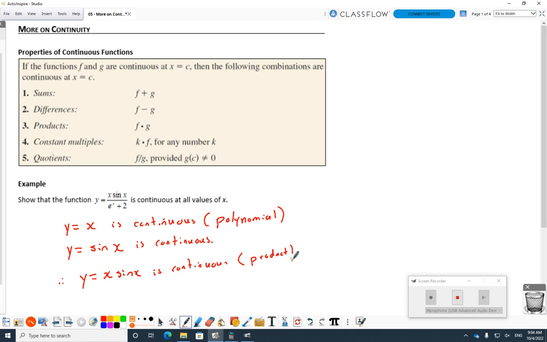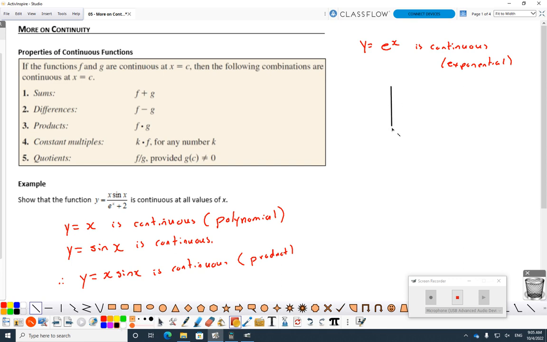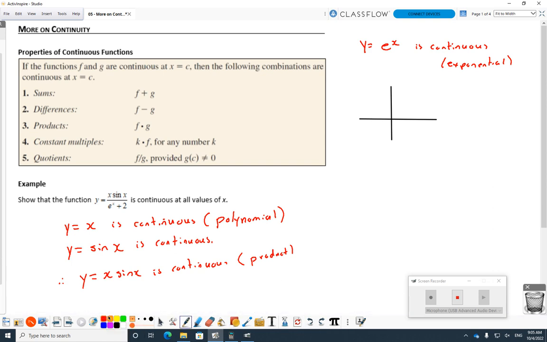Next, the denominator. y equals e to the x is continuous because it's an exponential. Exponentials are continuous. And just in case, I know e to the x is new this year, so in case you don't know what e to the x looks like, it just looks like all the other exponential functions, but the base is e now instead of 2 or 3 or something like that. So it just looks like that. So that function is clearly continuous.